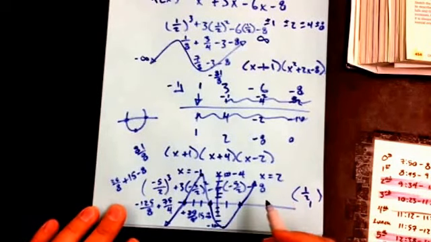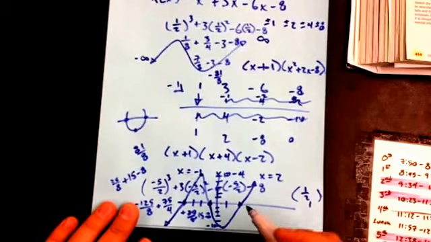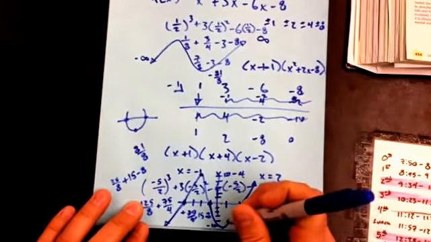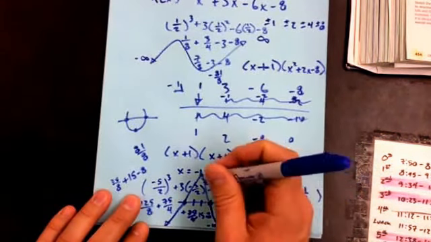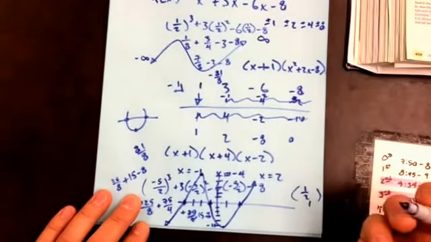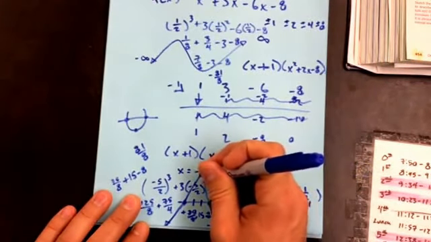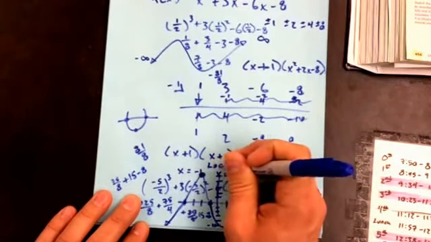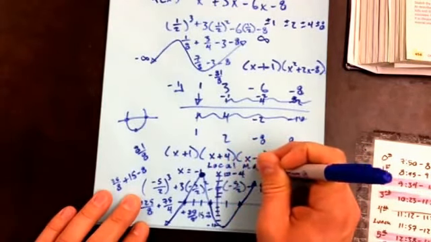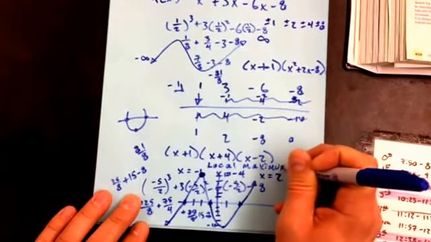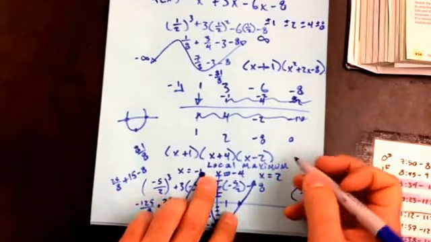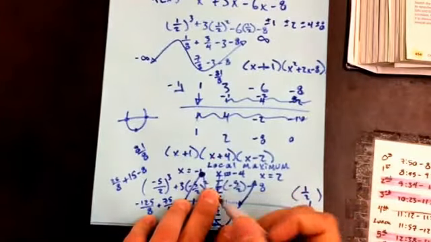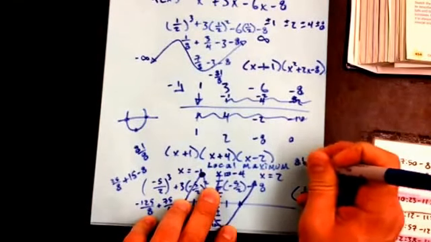Now I asked you to figure out the local minimum and the local maximum. The local minimum and the local maximum are your minimum and maximum values that you can see on the graph. So the maximum value that you can see on the graph is this point right here. This would be the local maximum. The local maximum is the value, the y value right here. The y value right here is 81 over 8.